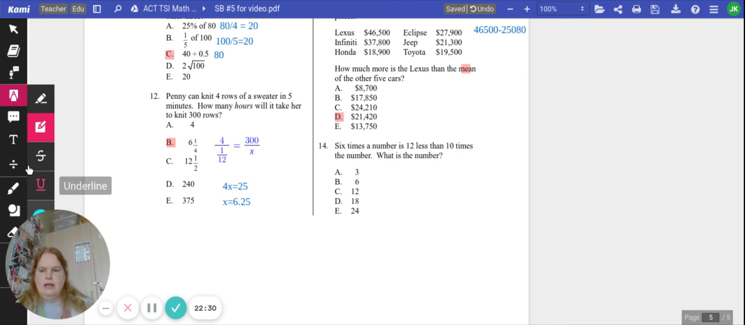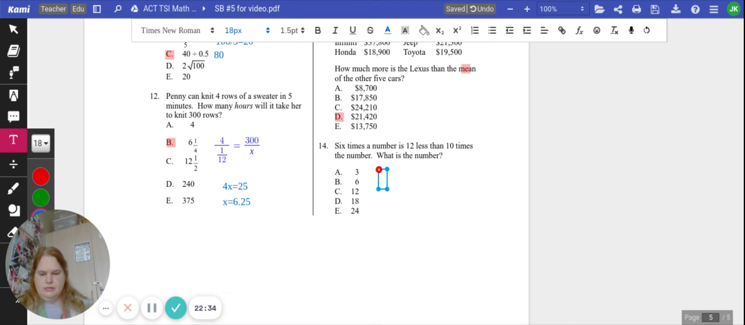All right, the last one here. 6 times a number, so 6n, is 12 less than, so minus 12, 10 times the number, so 10n. Now we're going to solve it. Get all the n's on one side, so minus 10n on both sides. So 6 minus 10 is negative 4n equals negative 12. Divide by negative 4, n equals 3. So on this one, you get 3.